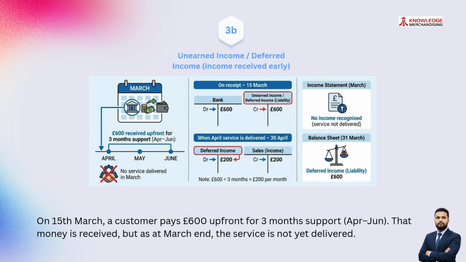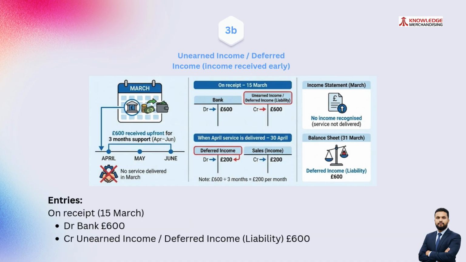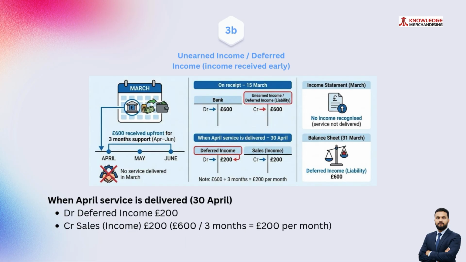On 15th March, a customer pays £600 upfront for 3 months support. That money is received, but as at March end, the service is not yet delivered. Entries on receipt, 15 March. Debit bank £600. Credit unearned income, deferred income, liability, £600. When April service is delivered, 30th April, debit deferred income £200, credit sales, income £200. £600 divided by 3 months, about £200 per month.